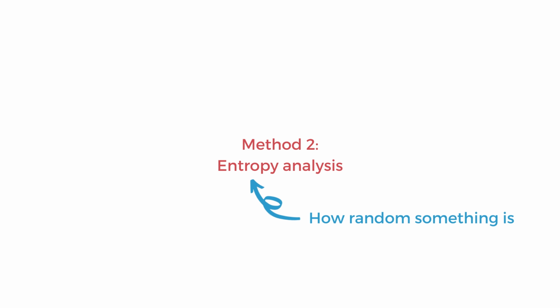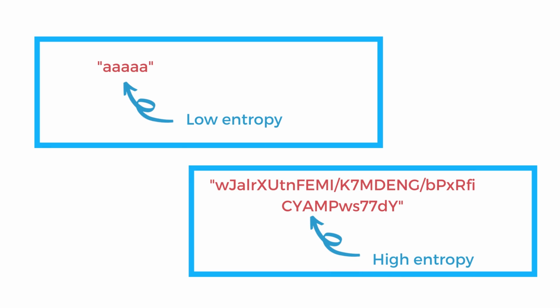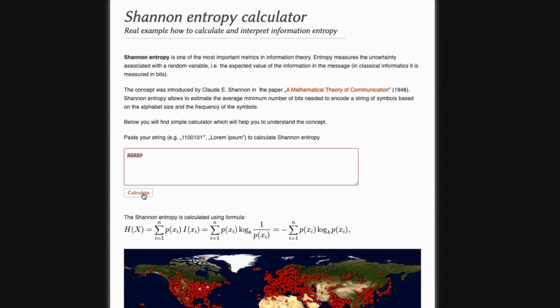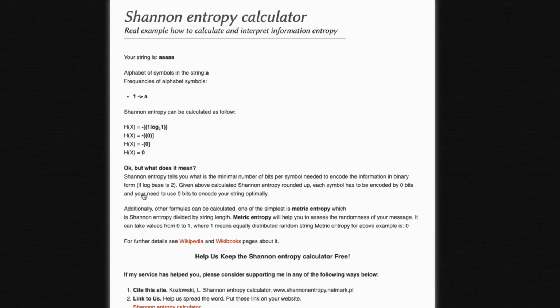For the purpose of security, you can think of entropy as how random and how unpredictable something is. So for instance, a string composed of only one character like AAAAA has very low entropy, and a longer string with a larger set of characters has higher entropy. And you can test these strings out in this Shannon entropy calculator here and take a look at how entropy is calculated in computer science.